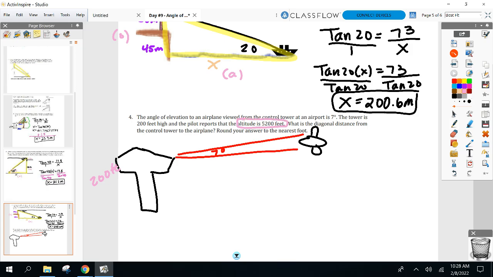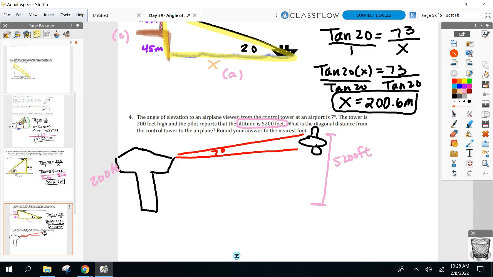The altitude of the plane is 5,200. That means from the ground right up to the plane is 5,200. Altitude of a plane is from the ground directly up. So from the ground directly to the plane is 5,200 feet. That's what altitude of a plane means. Directly above the plane is 5,200 feet.